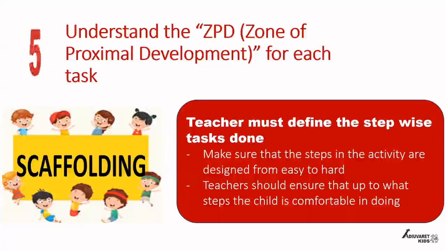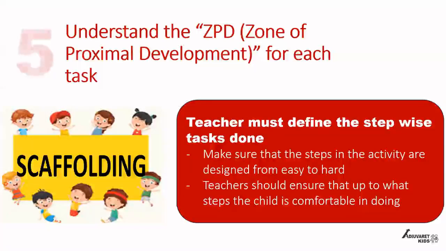So ZPD, zone of proximal development, is all about up to what level of task can be accomplished by the child. If you have made a lot of steps, for example, 5 steps of a particular task, that means if all 5 steps are completed, then the whole task will be completed. But sometimes the child is not able to do all the 5 steps. Now, if you feel that the child can do up to step 1 and step 2, then step 1 and 2 are called zone of proximal development.